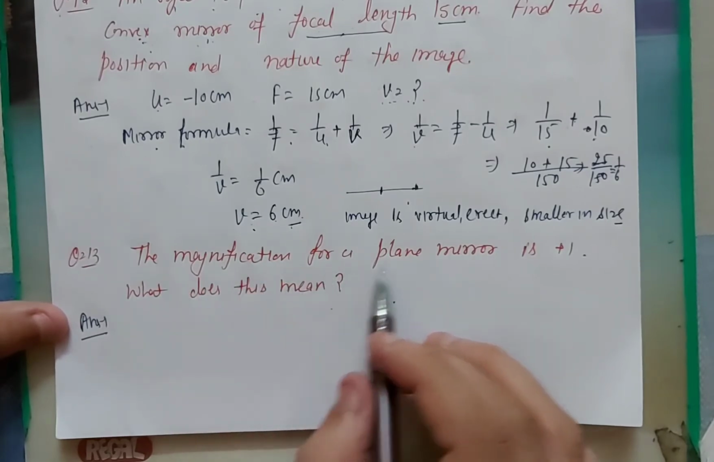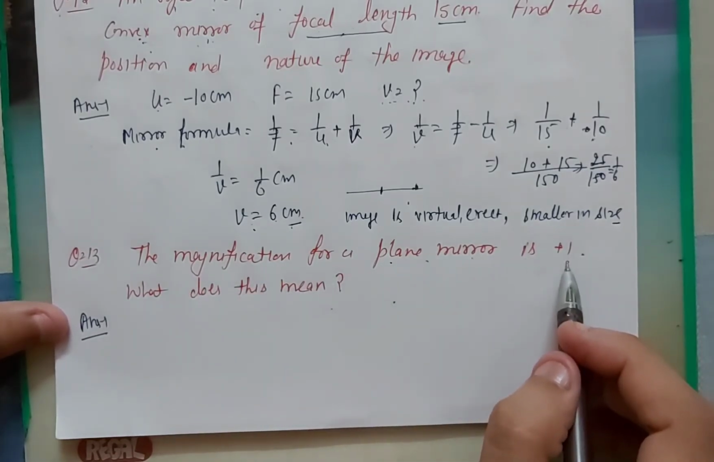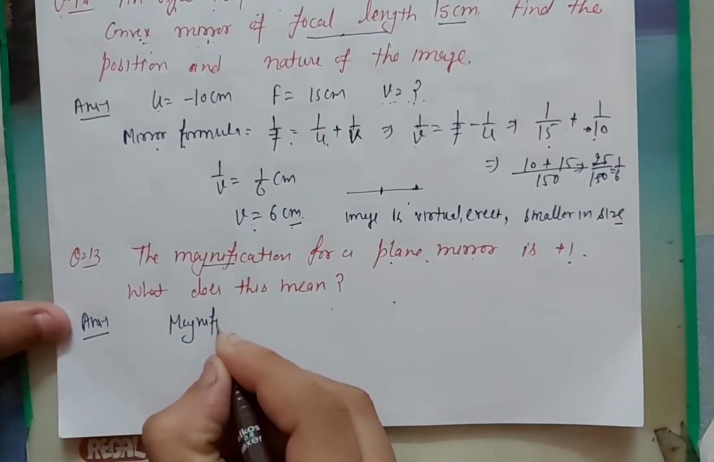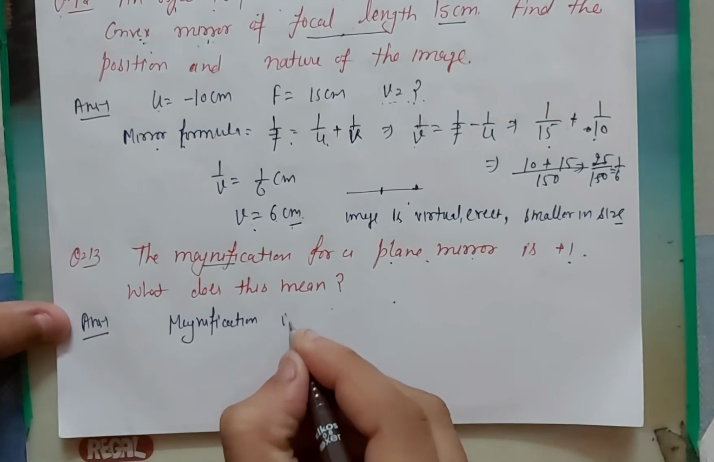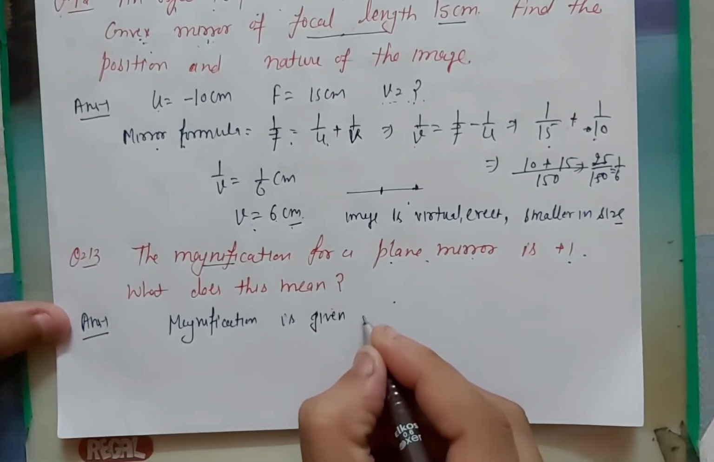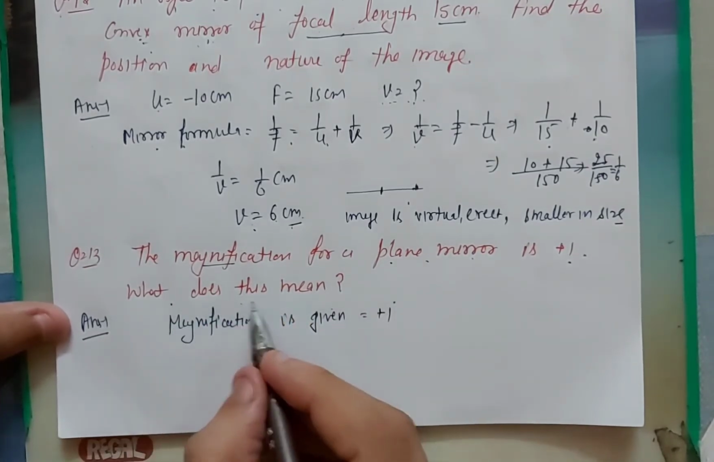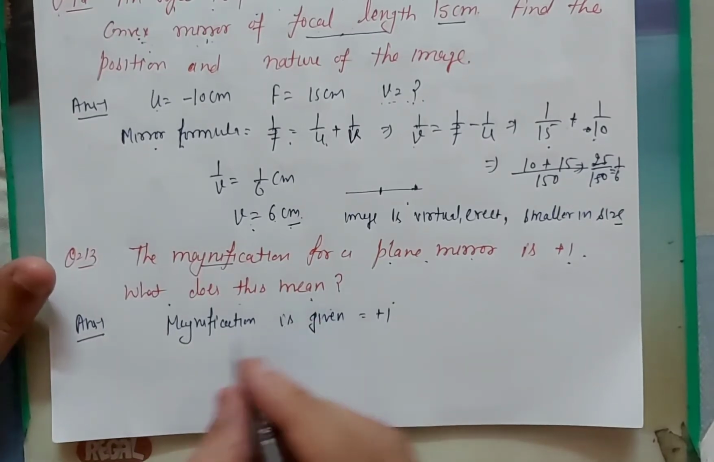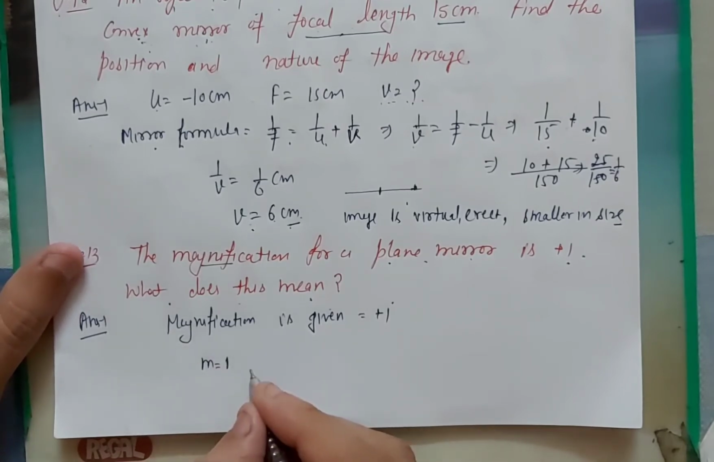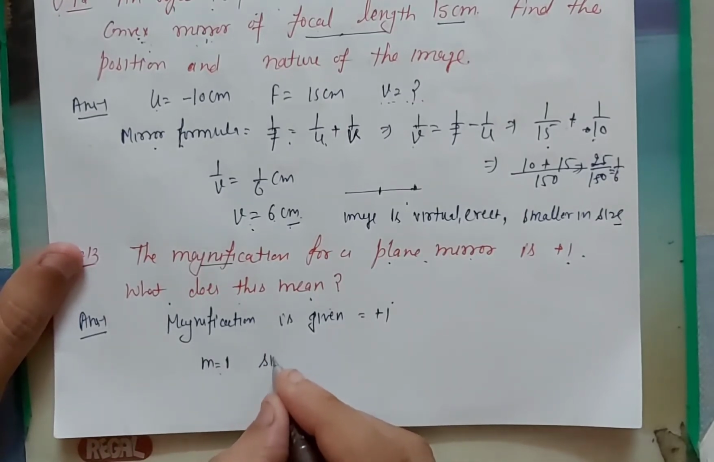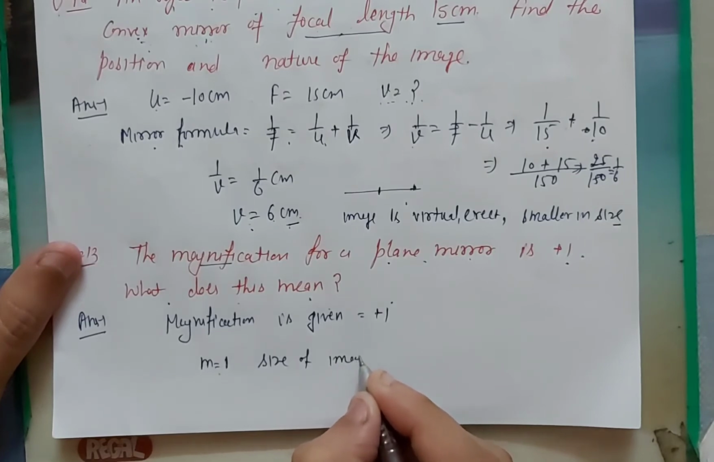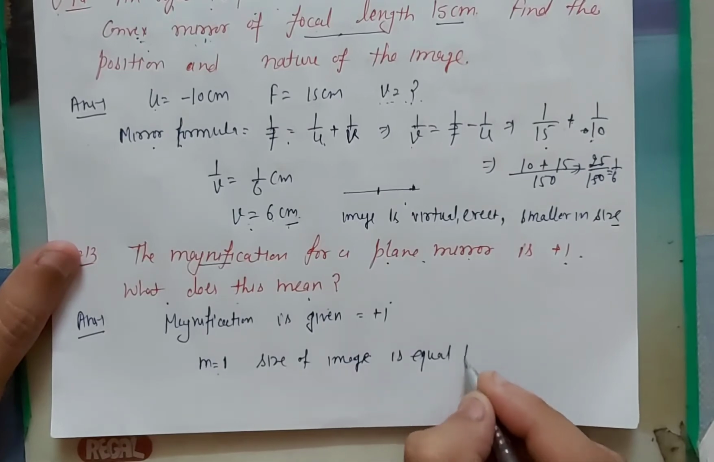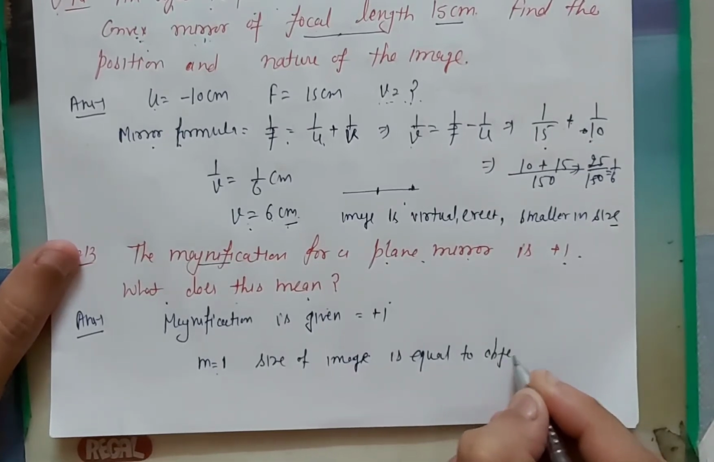Next, the magnification of a plane mirror is +1. Magnification is given plus 1. What does it mean? It means that the size of the image is equal. As we know that if m is equal to 1, that means the size of image is equal to the object size.